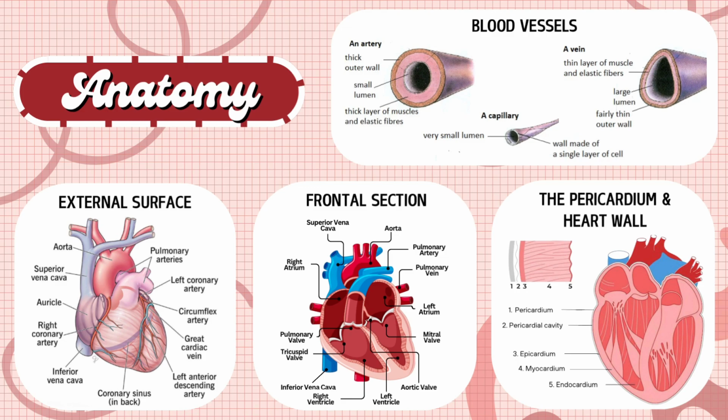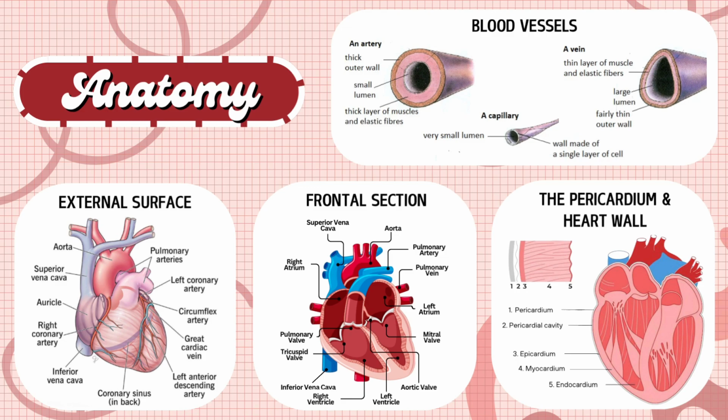In the frontal section of the heart, there are several key structures that can be observed. First is the right and left atrium. The right atrium is located on the right side of the heart and receives the oxygenated blood from the body via the superior and inferior vena cava. The left atrium is located on the left side and receives oxygenated blood from the lungs through the pulmonary veins.